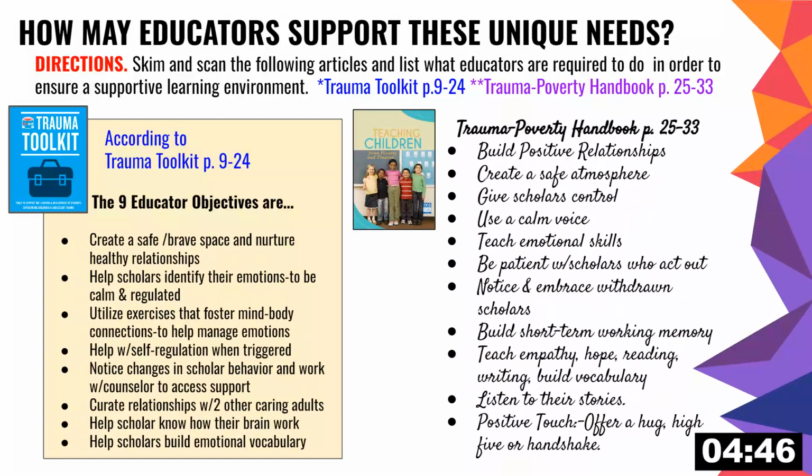The one thing that Domain 2 supports in our teacher rubric is that it is important to build positive relationships, to create a safe atmosphere, to give scholars a sense of voice and control, to teach emotional skills, to notice and embrace a scholar behavior, not to just be quick to say it's good behavior versus bad behavior, right?